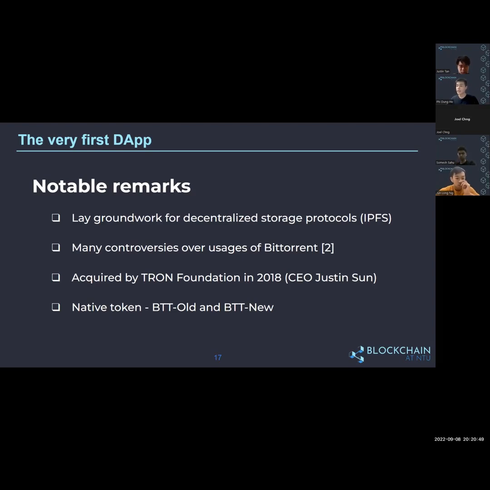They finally got acquired by the Tron Foundation, whose CEO is Justin Sun. Some of you may have seen him on Twitter. This guy acquired BitTorrent in 2018, and he modified the app to become a bigger part of the Tron blockchain. Now it has two tokens. First is BTTO, which is actually deprecated, and this one is the new BTT. So that's the very first decentralized application.